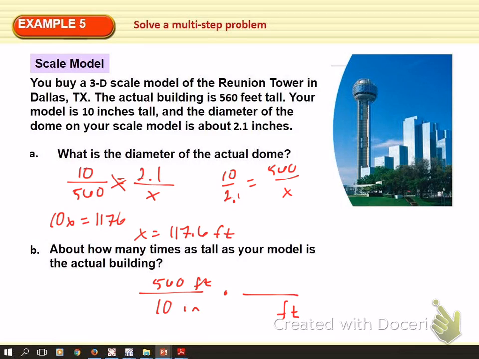I'm going to convert feet to inches. So I'm going to put feet in the denominator of this conversion fraction, inches up here. And in 1 foot, there's 12 inches. So I need to take 560 times 12, which is 6720, and divide that by 10 to get 672 to 1. That's our simplified ratio, which means that the building is, oops, I wrote that backwards, 672 times taller than the model is. Okay? And again, that's kind of what we did with the last homework assignment.